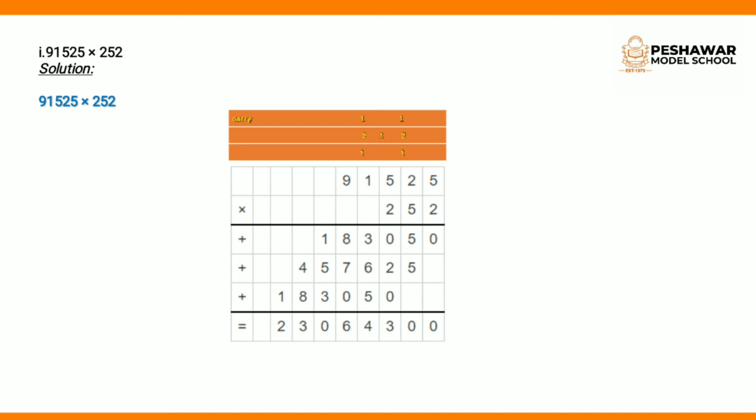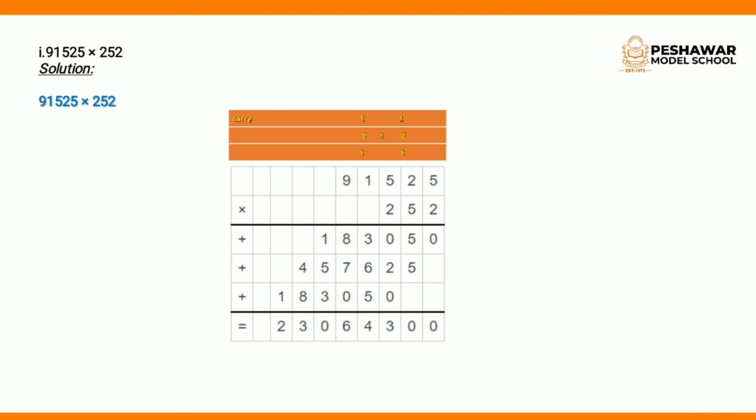Now as multiplication is the repeated process of addition, so add them, and the answer is 23,064,300. So this is our multiplication process. So students, this is very easy.